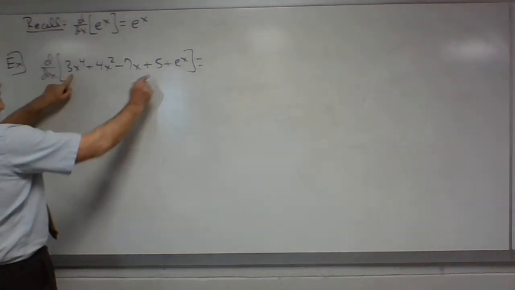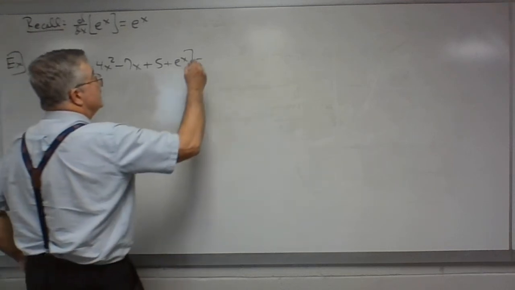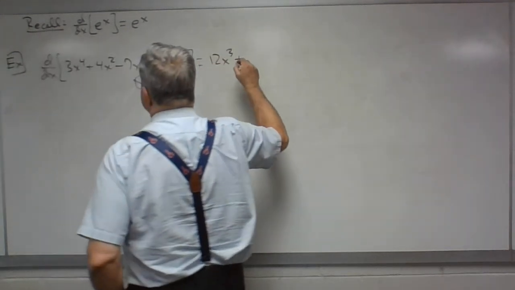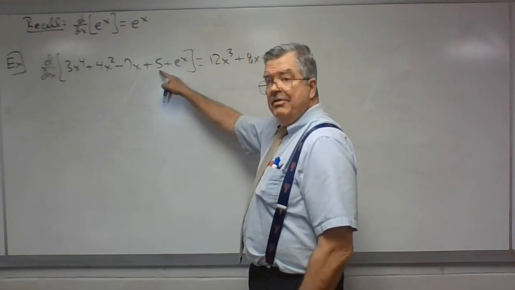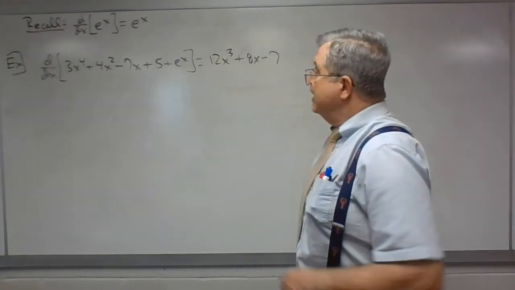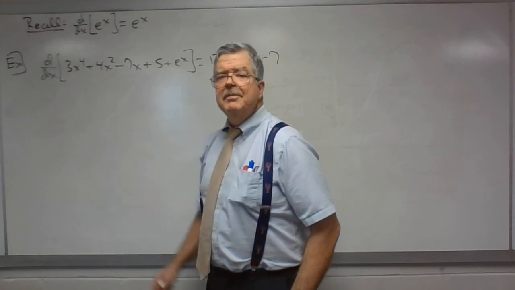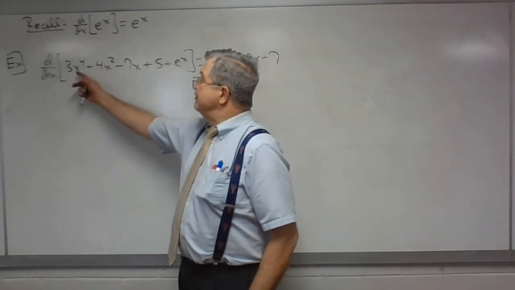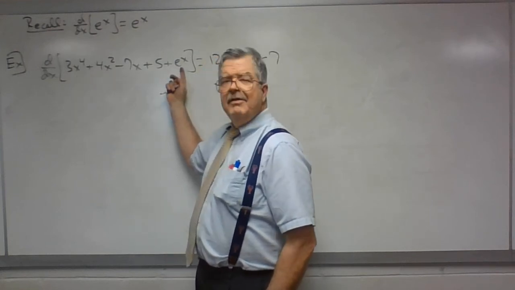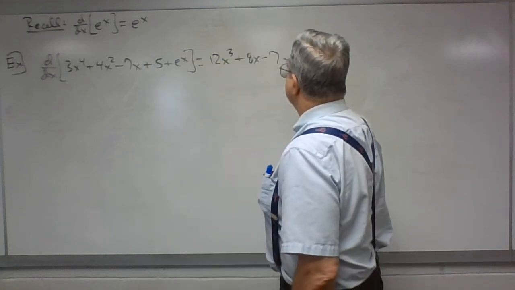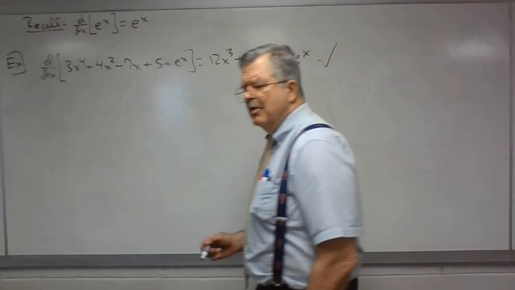The expression from here to here is just a polynomial. We know how to do this. We're going to get 12x cubed plus 8x minus 7. The derivative of 5 is 0. And remember, we compute the derivative of a sum or difference one term at a time. So we compute the derivative of this term, then this term, then this term, then this term. And then finally this term, which is just e to the x. Let's look at some more examples.